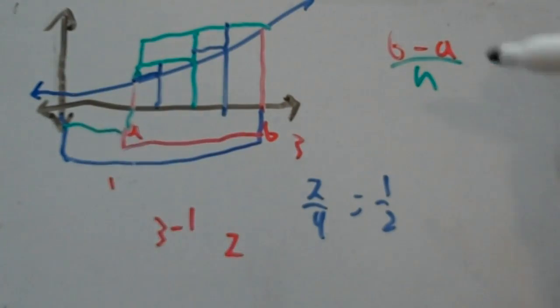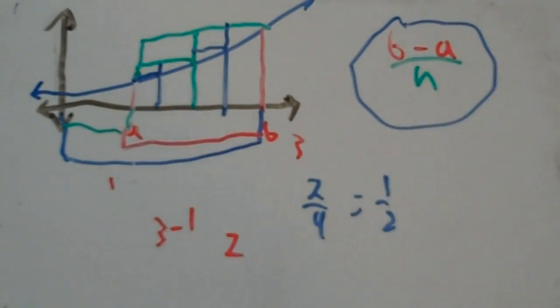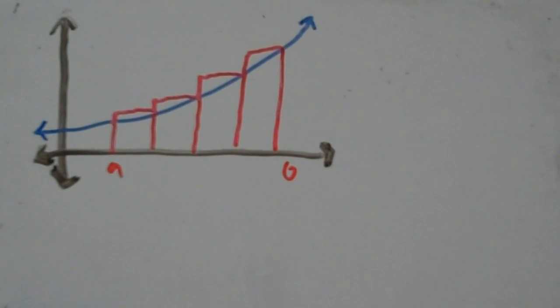It is modeled by b minus a over n, where b is the end of the section of the area of the curve you're finding, a is the beginning of that section, and n is the number of rectangles you have. Now, finally, I'm going to explain how to figure out the height of a rectangle.